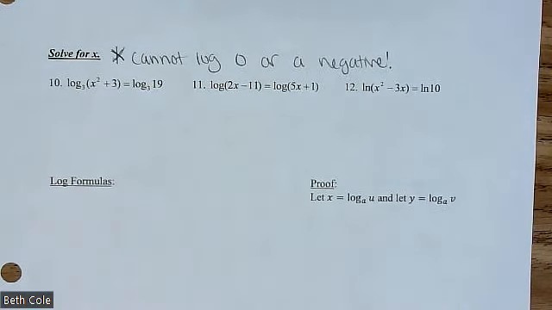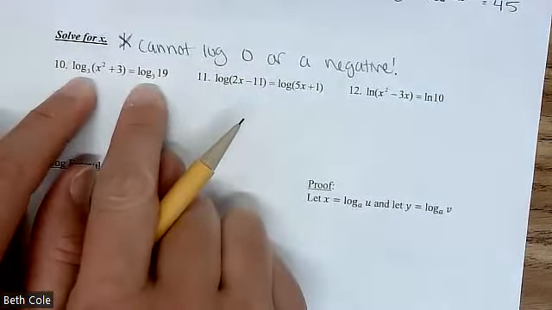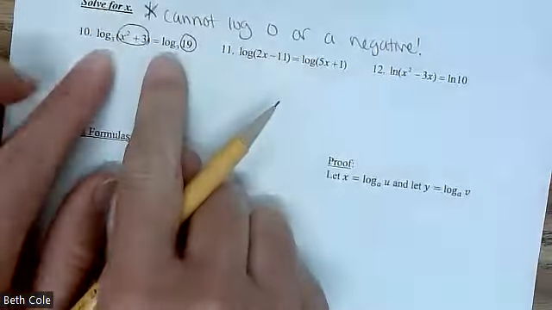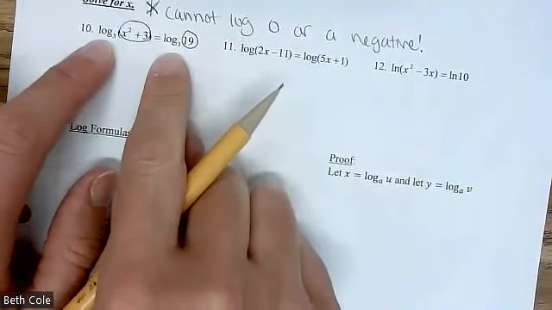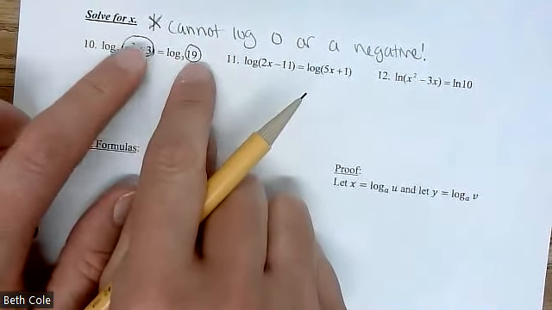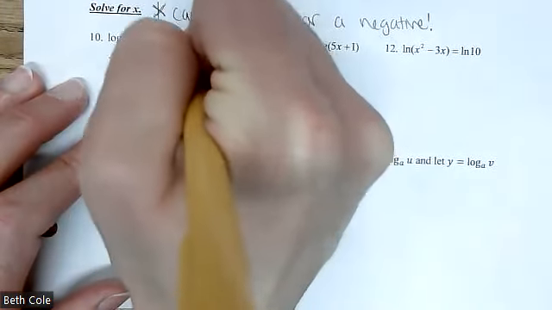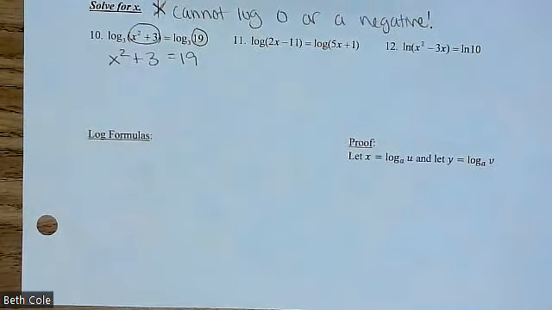Okay. Look at it. Do you see how they're both log 3? That means this part is going to equal this part. If they were different bases, it wouldn't work. But because they're both 3, you can set these equal. So you're going to get x squared plus 3 equals 19. And then you just solve it from there.